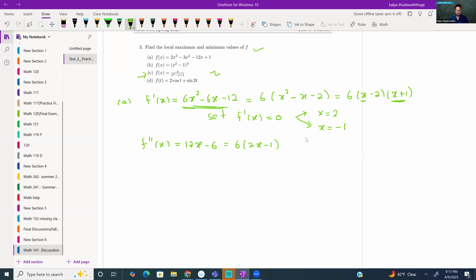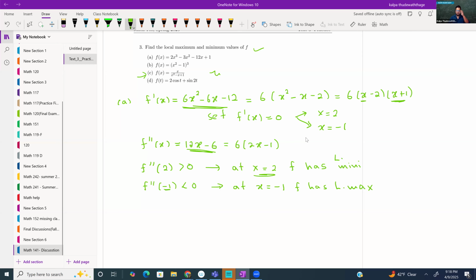Okay, local max and minimum. So if you plug 2 into your second derivative, what happened? This is positive. If you plug -1 into the function, it's negative. Second derivative positive means at x equal to 2, the function f has a local minimum. Second derivative negative means at x equal -1, f has a local maximum.